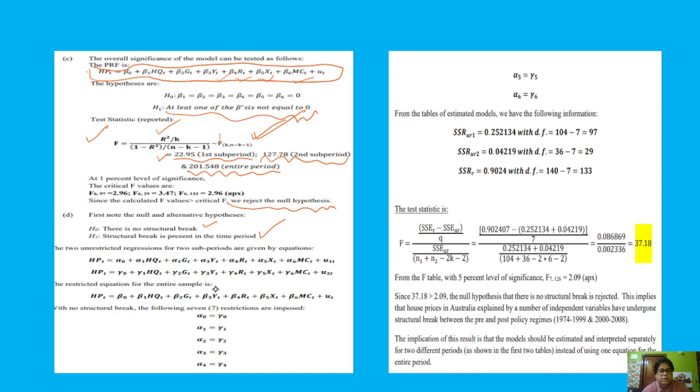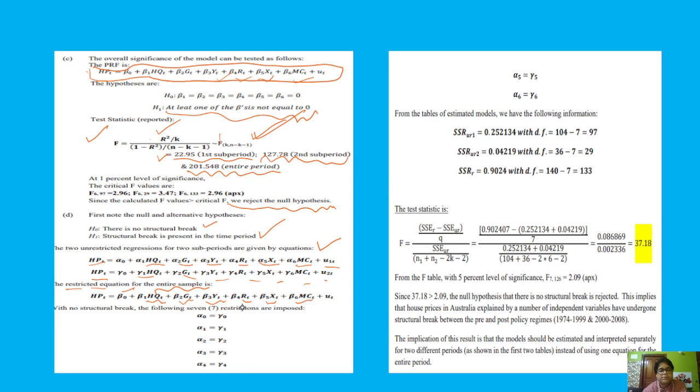Okay, so you are having two unrestricted regressions for the two subperiods. Remember, they are having the same variables here, same variables, no difference. Then the restricted one is actually for the entire sample, it's the way you are defining the restricted and unrestricted. But remember these variables remain the same.